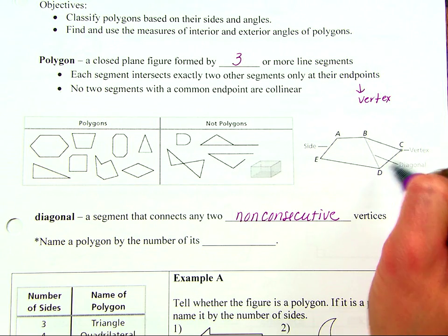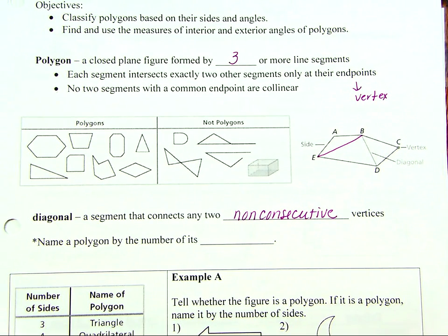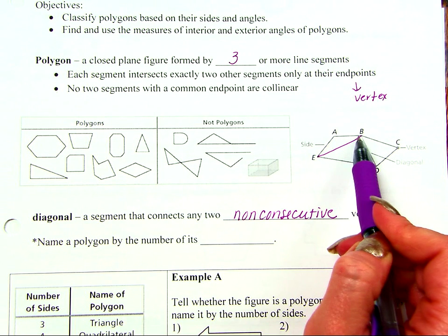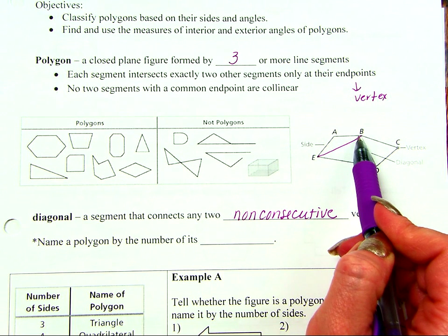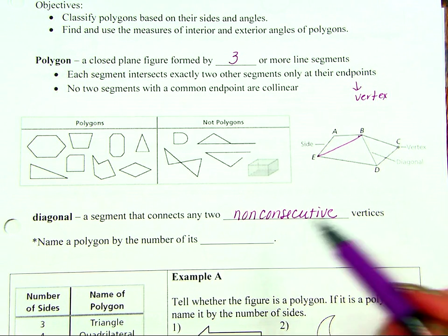B and D are non-consecutive vertices. B and E are non-consecutive vertices. Now, if I would say B and A or A and B, those are consecutive, and if I connected those, that would be a side of my polygon. Non-consecutive vertices connected would give me a diagonal.